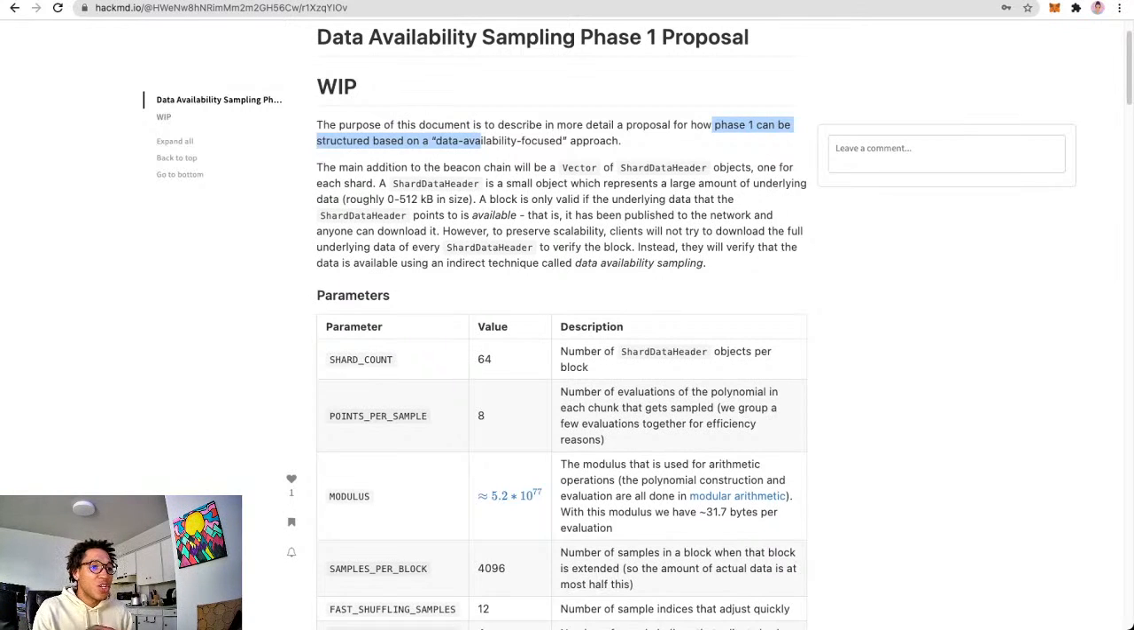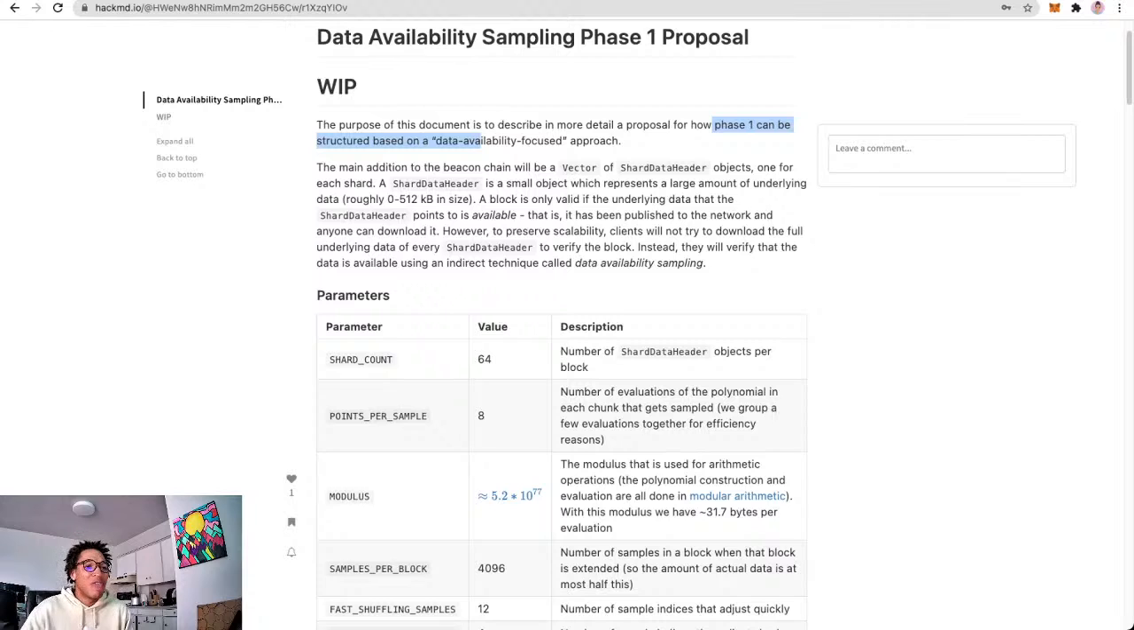So the main addition to the beacon chain will be a vector of shard data header objects, one for each shard. So in Phase 1, we're going to be adding in shards to the blockchain, but I don't think we're adding in any transactions, just state. I think no transactions between accounts, but just state changes, I think. I can't remember. A shard data header is a small object which represents a large amount of underlying data, roughly 0 to 112 gigabytes in size.